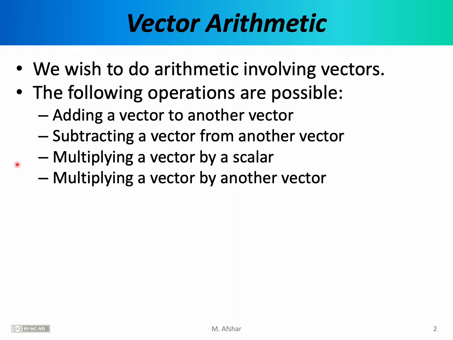In our previous lecture, we learned about vectors. Vectors are important because many important quantities in physics, such as velocity and force, must be represented by vectors and not scalars. However, a single vector by itself is not very useful. We'd like to be able to combine vectors together.